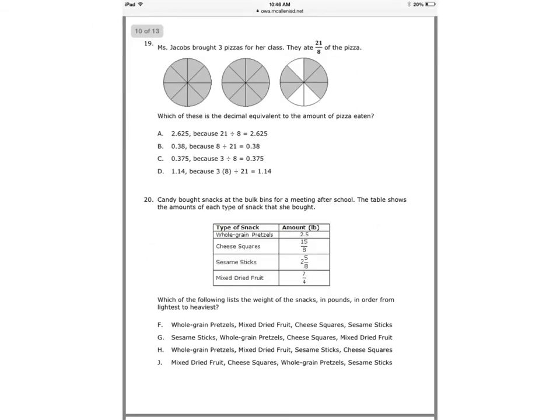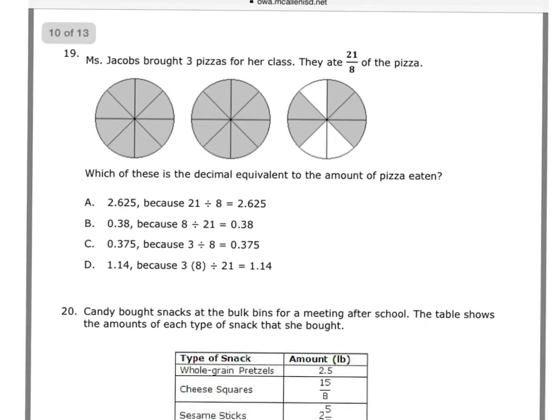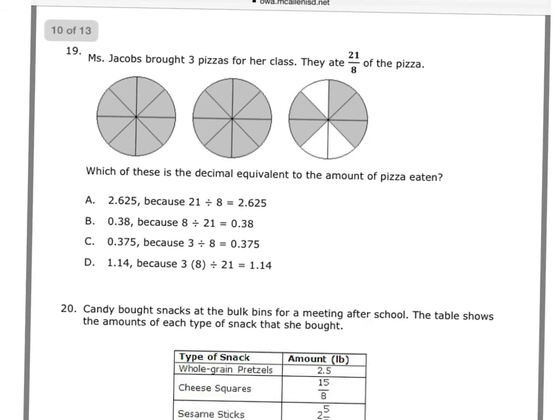Okay, number 19, Ms. Jacobs bought 3 pizzas for her class. They ate 21/8 of the pizza. I would have really bombed this question when I was in 6th grade because I did not get questions like this, right? But let's investigate it a little bit. Each pizza has 8 parts, so each pizza is divided into 8ths. So if we were to count it, there'd be 1/8, 2/8, 3/8, 4/8.